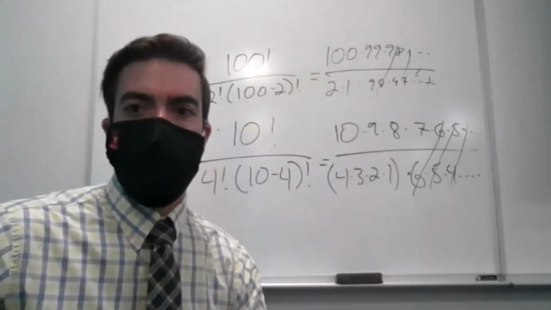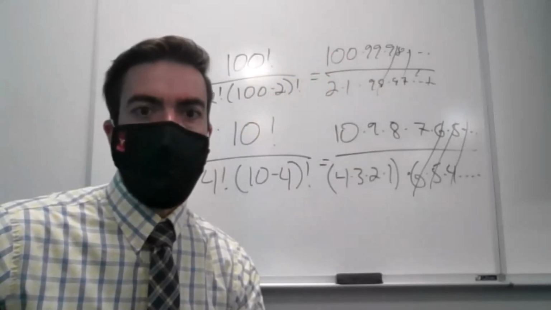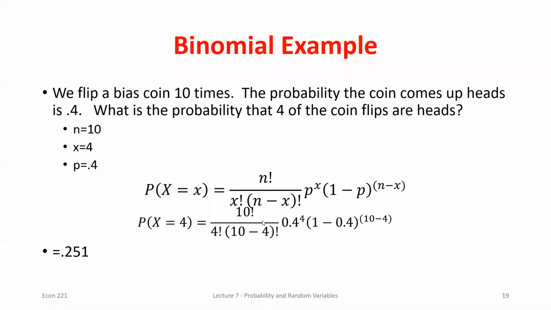So we might run into a few examples like that, but for this one, your calculator, no matter what you're using, should be able to handle 10 and 4 factorial and 6 factorial. Okay? So we get about 0.25. And that kind of makes sense.